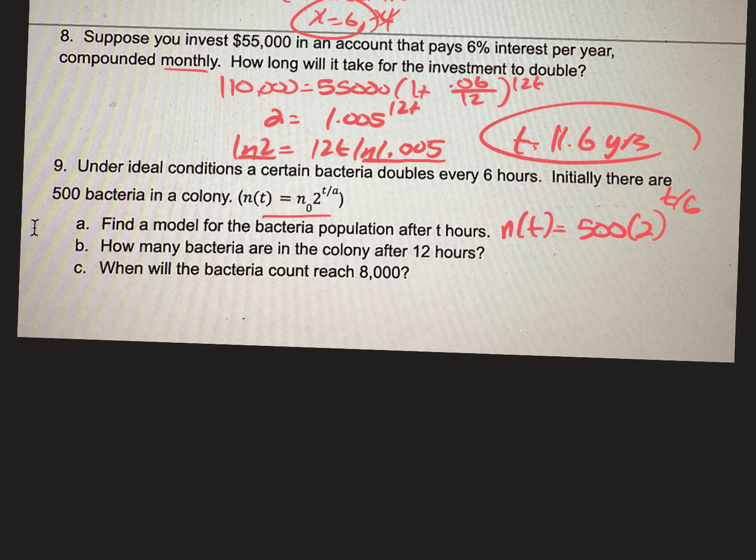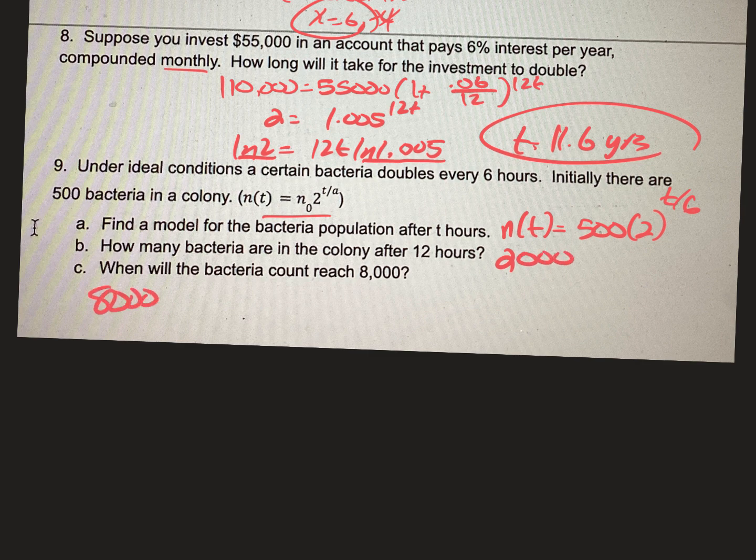Part B says, how much will you have after 12 hours? I'm just going to plug in 12 for that t. So 500 times 2 raised to the 12 divided by 6, which is really just 2, just squaring it. So I get 2,000.